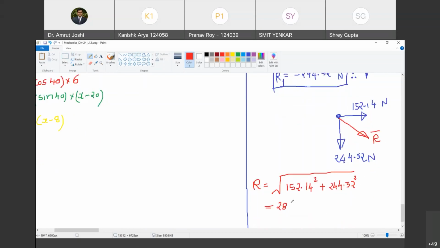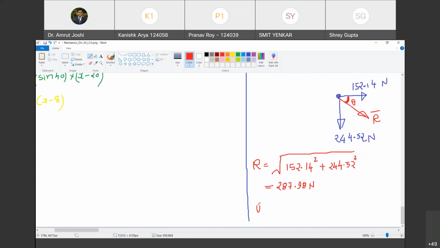287.98 Newton. Anyone else who has done it, give confirmation that that's correct. Yes, sir. Okay, and now with this value we have to find the angle made by the resultant with reference to the x-axis. That theta is tan inverse of Ry upon Rx, but without sign. Are you with me? Yes, sir.